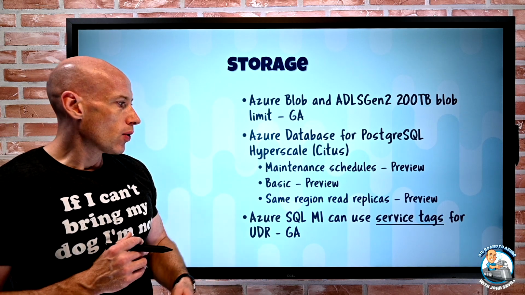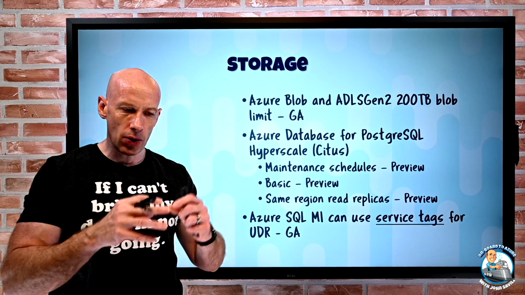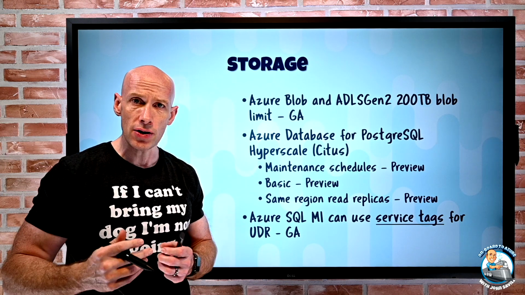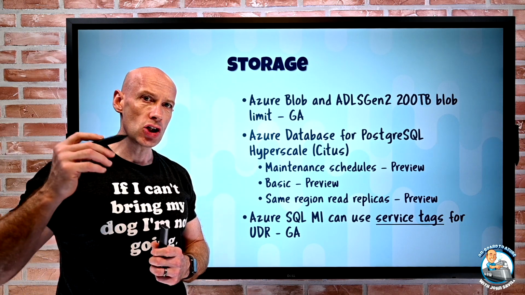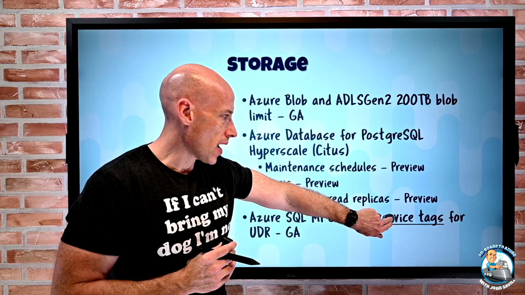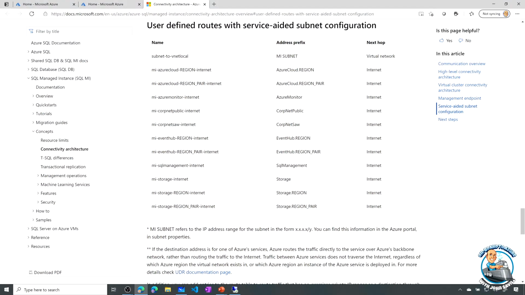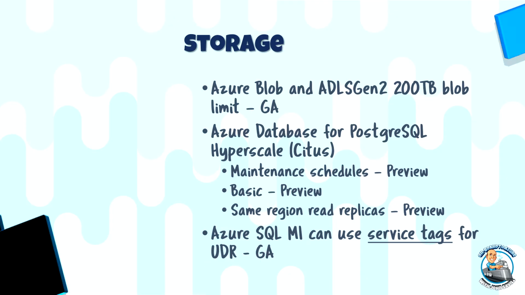Oh, and Azure SQL MI can use these new service tags. For SQL MI, I can use user-defined routes to control the flow of traffic to various other places. They've added some SQL MI specific service tags that I can now see and leverage within my UDRs. Here they are listed out. So if I'm using SQL MI, I can now leverage those as part of my actual UDR. All good stuff.